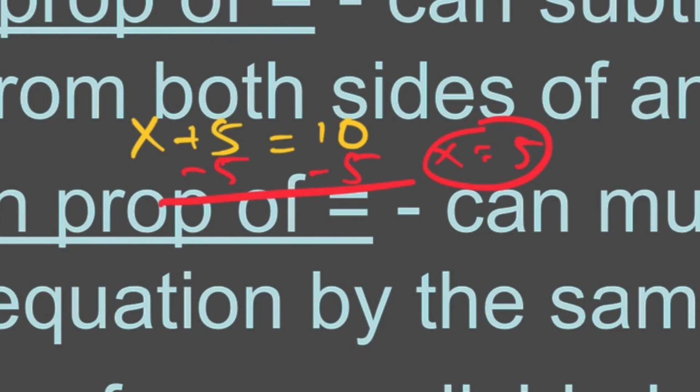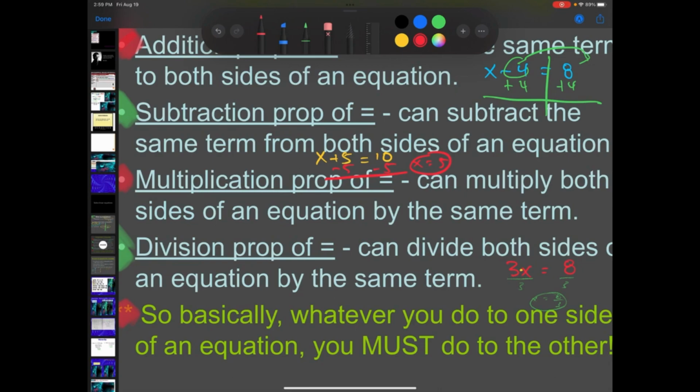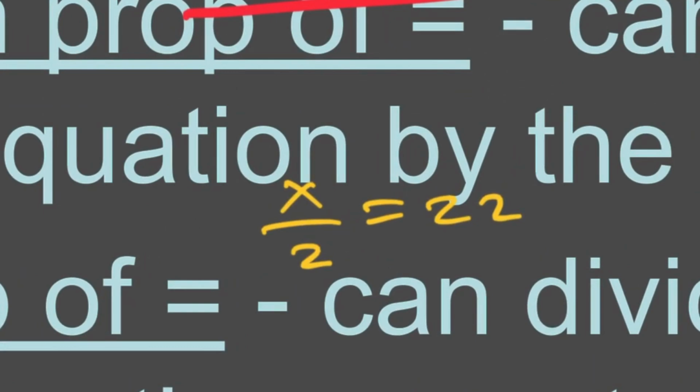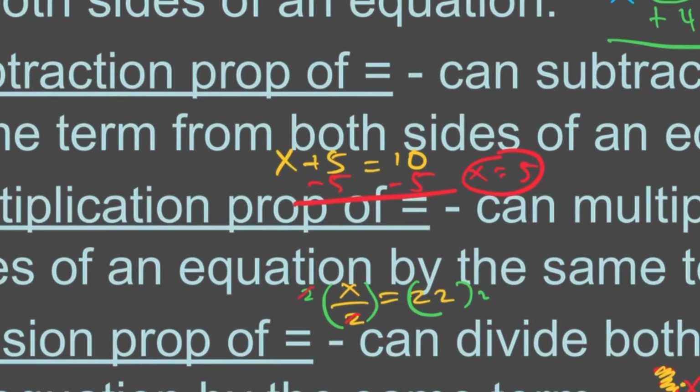How about Ashley? You're gonna do multiplication property of equality. Can you tell me what your example is? But if I put x over 2 equals, say, 22, class, what would I have to do to get rid of that 2? You would multiply 2 on both sides. This would give us the multiplication property of equality, because in green there, I'm multiplying both sides by 2. Okay?